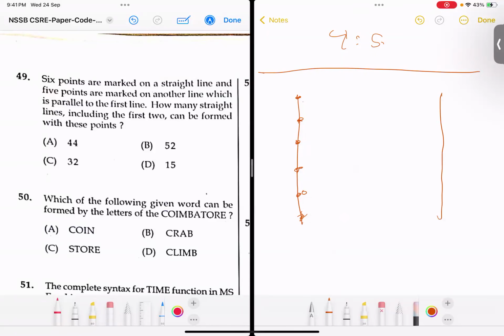There is another line, which is also parallel to the first line. Okay, here we have 1, 2, 3, 4, 5. Here we have 5 points. Now we have to determine how many straight lines can be drawn, right?